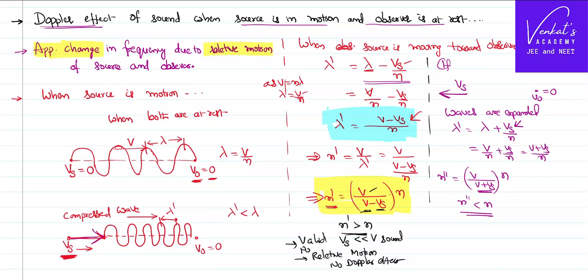So apparent frequency may increase or may decrease depending on how the source is moving. So I can write a general equation as n dash is V by (V plus or minus Vs) into n. We have to write minus when the source is approaching the observer, and we have to write plus when the source is moving away from the observer. This is the Doppler effect equation in the case of motion of only the source. Next case, we will talk about when the source is in the state of rest and the observer is in the state of motion. That's it. Thank you for watching.